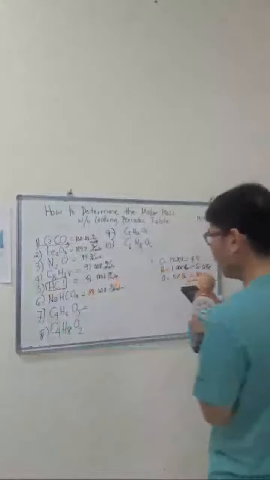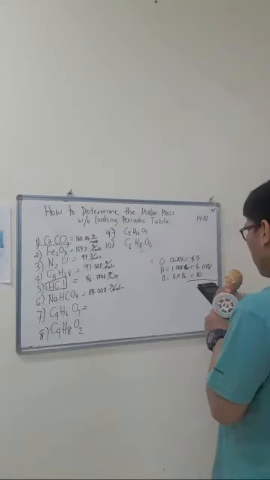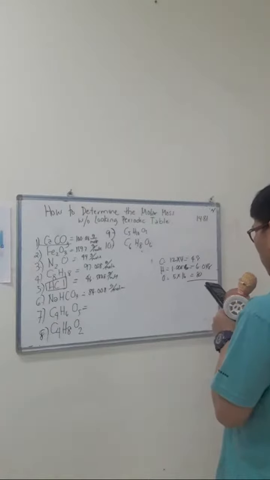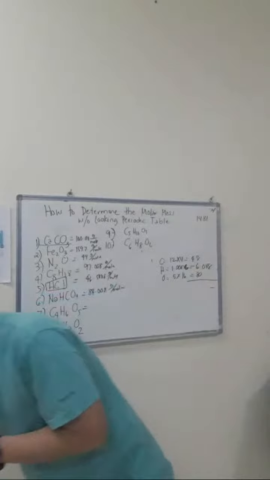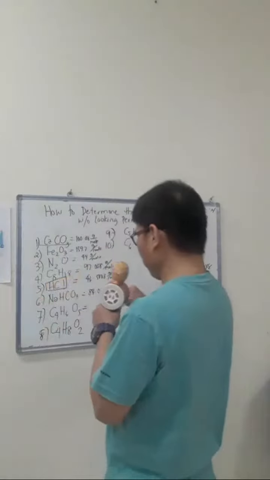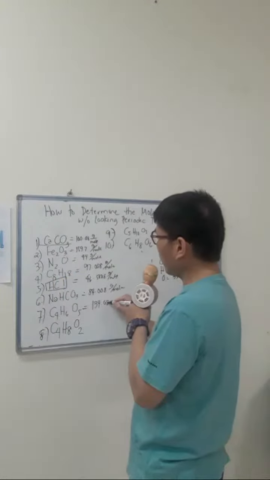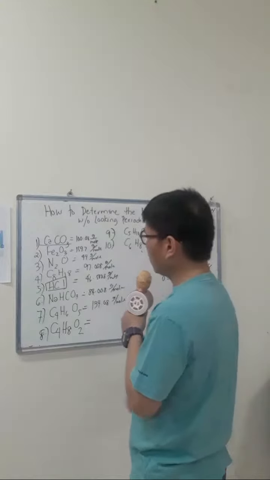So this will be your molar mass of malic acid. Okay, like that. 48 plus 6.048, plus 80 is equals to 134.048 grams per mole. And now we go to the butyric acid.